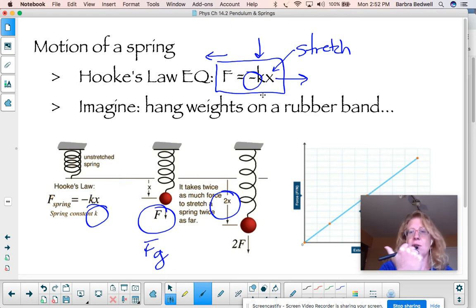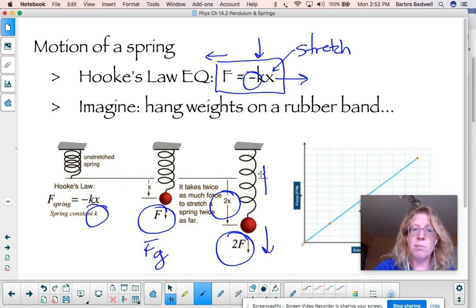So if you're stretching it to the right, the force in the spring is to the left. Or if you're pulling it down, like in this particular case right here, if the force due to gravity is downwards, then the tension in the spring is actually upwards. So that's where the negative sign comes from in Hooke's law. Imagine that you're hanging weights in there, and it's getting longer every single time. And then I've got an example of what this looks like.